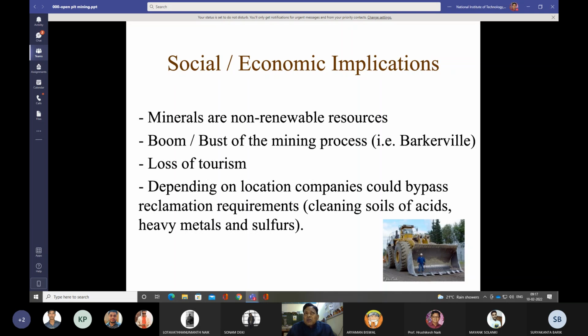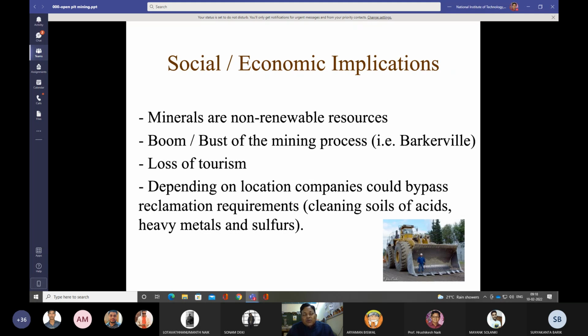So for starting the mining activities, you have to rehabilitate them. So the people who are going to be affected because of your mining activity, they have to be given houses, they have to be given new land so that their livelihood can continue. They will not be affected because of the mining activities. So social impact is there. The people will not allow you to go for mining unless they are given compensation.